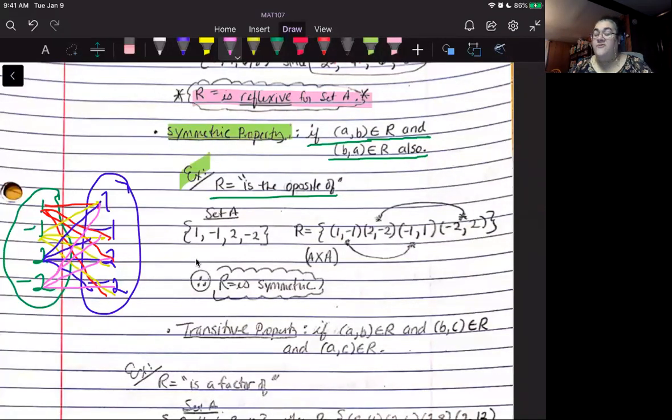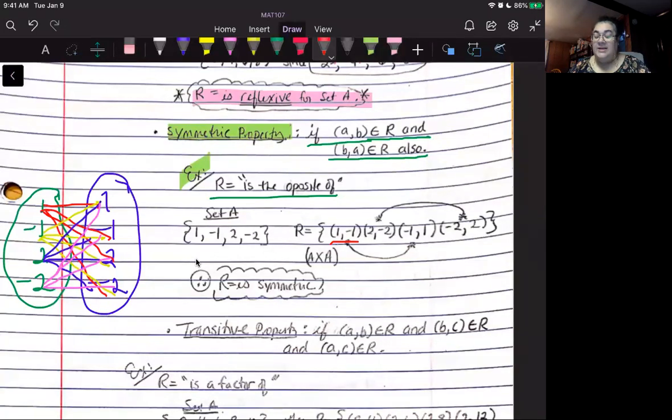The ones we're looking for, though, is the opposite of. So I'm going to start at looking at the red ones. 1, 1, not the opposite of, so I'm not putting that into my relation. But 1, -1 is, so there it is. Here's 1, -1, okay? Then 1, 2, they're not opposites, so I'm not going to include that, okay? And 1, -2, also not opposites, so I'm not going to include that. So that's it for the red, okay?